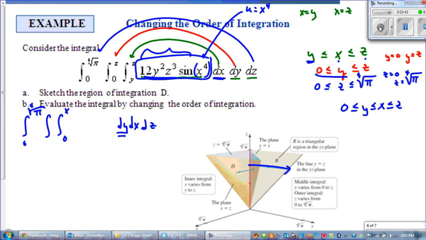So now, what about the limits on the x? Well, again, combining these, I see here that the x is bound above by the z, and x is bound above by the y. But by the time we integrate with respect to x, we've already integrated with respect to y, so we can't use y in the expression, but we can see here that the y is bound below by 0. So our x value then would be bound by the 0 and the z.